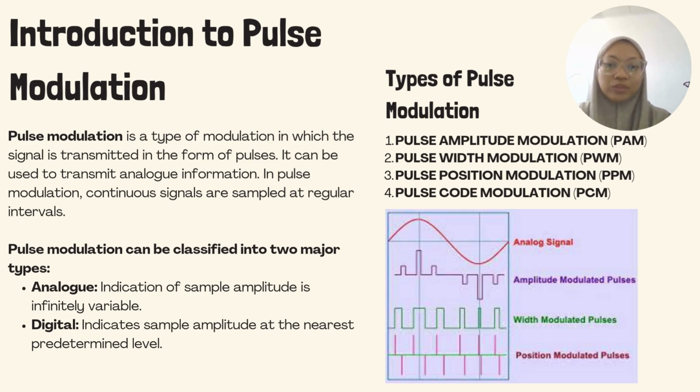PAM adjusts the amplitude, simple but noise sensitive. PWM adjusts pulse width, ideal for device control. PPM adjusts pulse position, and great for precise systems. And lastly, PCM converts signals into binary for digital transmission.